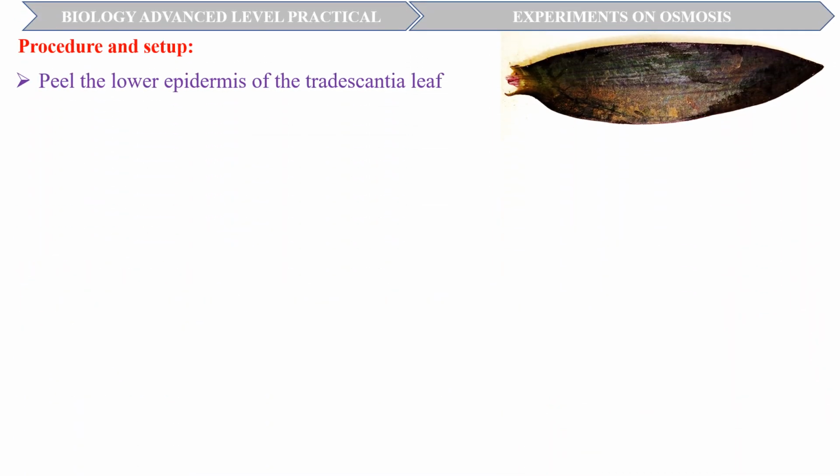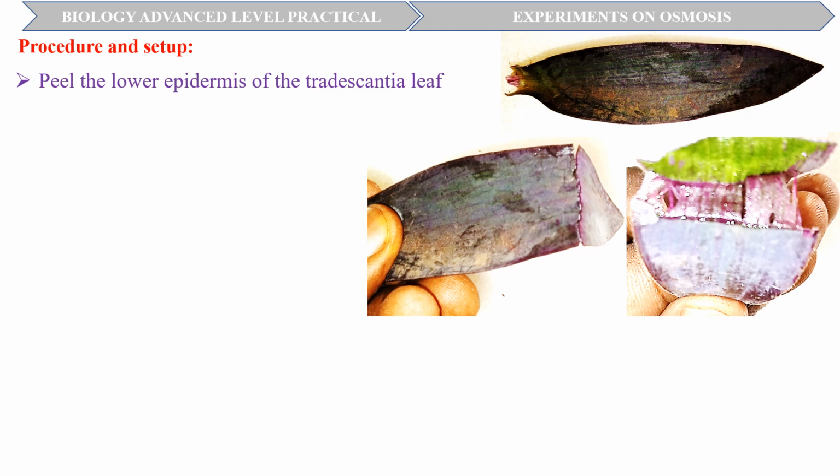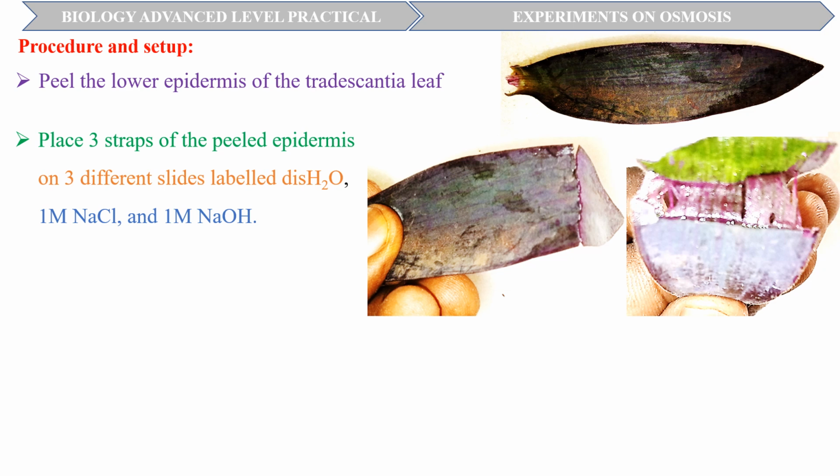From a fresh leaf of tradescantia, we will obtain the lower epidermis by the break and pull method as follows. Slightly fold and break the leaf near the edge. This creates a natural break in the epidermal layer. With the hand, gently pull the broken edge against the leaf to peel the transparent epidermal layer away from the leaf surface. Make 3 of such peelings and place each on a clean and labeled microscope slide.